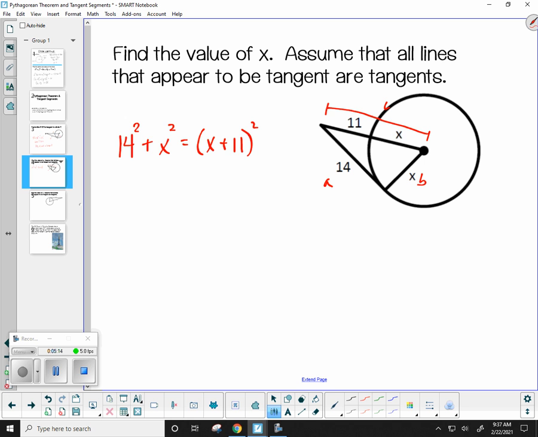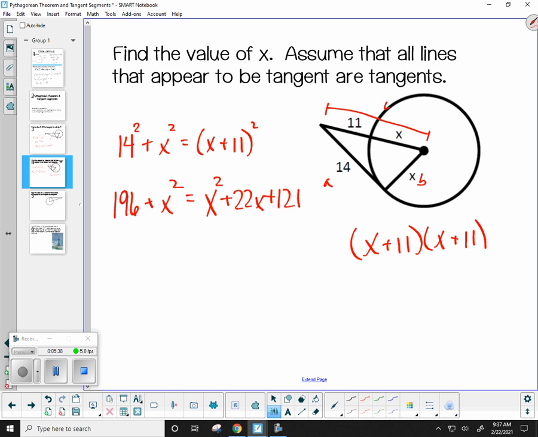Are you good so far? So 14 squared gives me 196 plus x squared equals. Okay, now we need to distribute that, right? Keep in mind, that means x plus 11 times x plus 11. Okay, so I'm going to get x squared plus 22x plus 121.